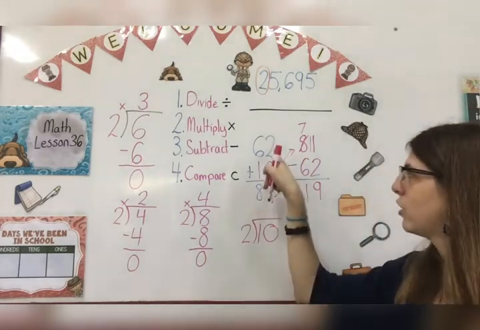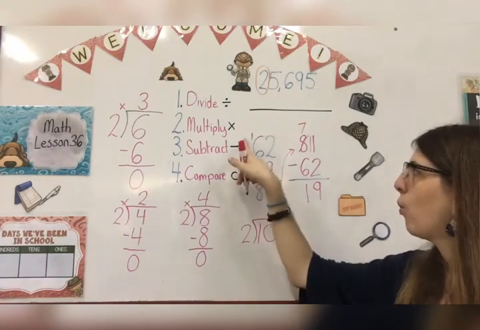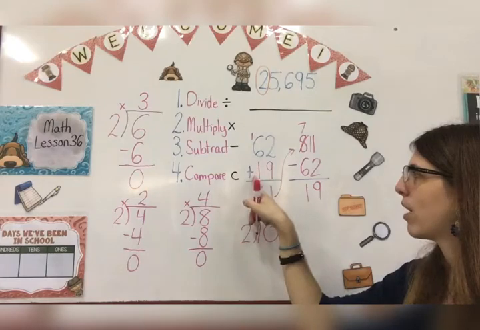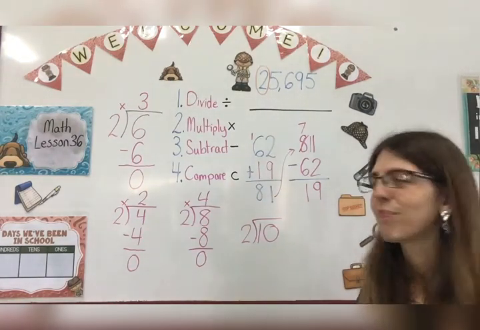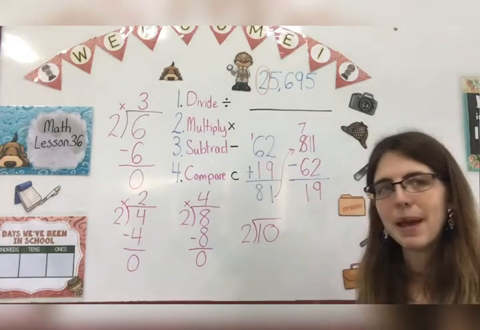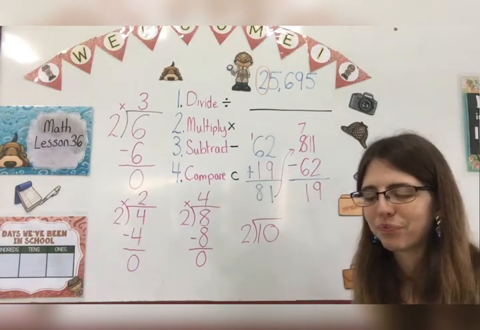Let's check it. 2 plus 9 is 11. Carry the 1. 1 plus 6 is 7. Plus 1 more is 8. So I have the correct answer. Okay, turn over your paper to the other side. You're going to finish number 4 by yourself.